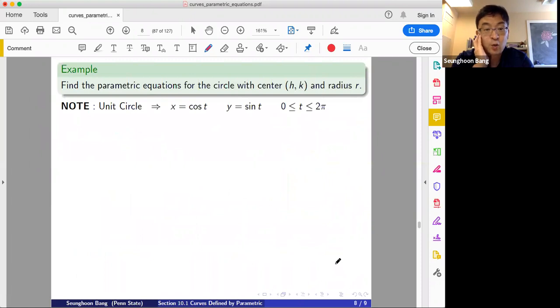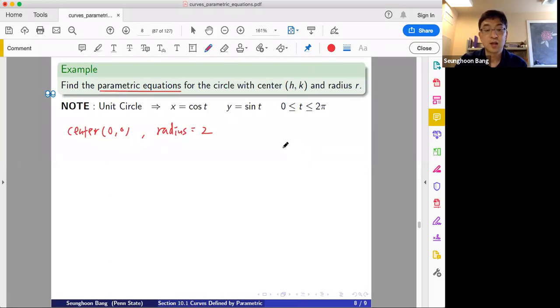Here, we can start with the unit circle. In the previous example, x equals cosine of t, y equals sine of t, t between 0 and 2 pi. We have the unit circle equation. So how can you find the parametric equation? I'm going to find the parametric equation for the circle with center 0, 0 and radius 2.